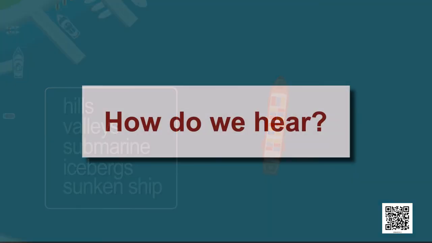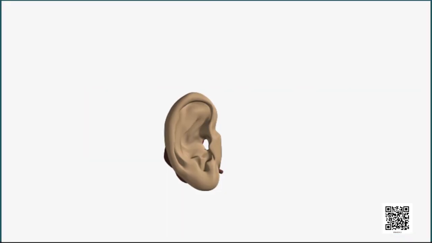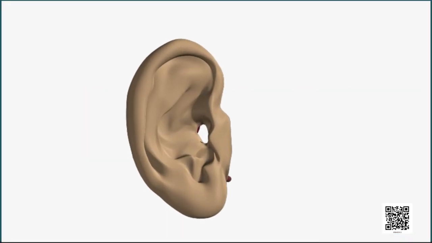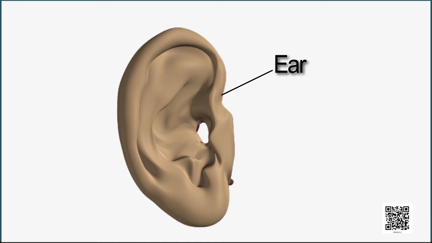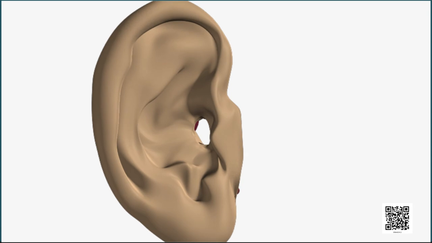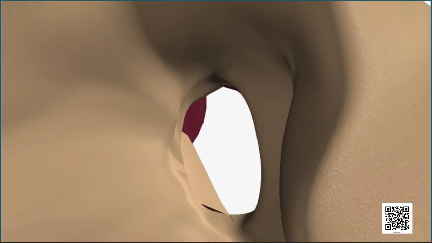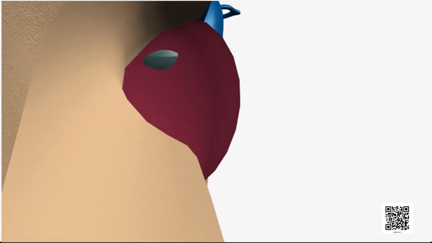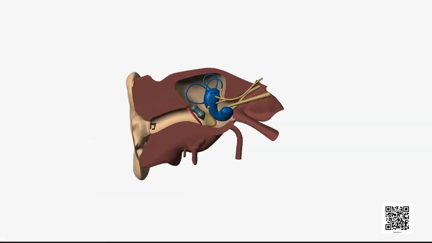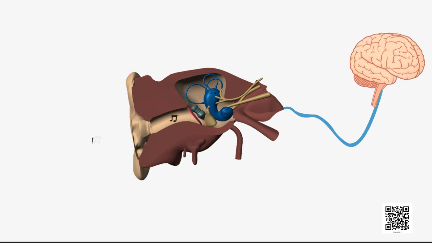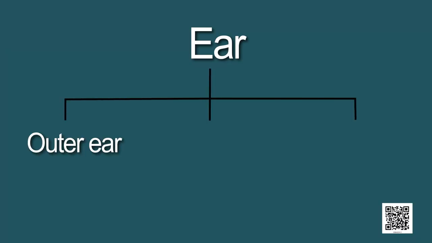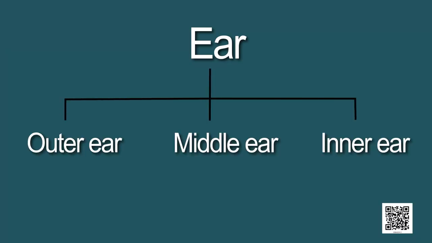How do we hear? We are able to hear with the help of an extremely sensitive device called the ear. It allows us to convert pressure variations in the air with audible frequencies into electric signals that travel to the brain via the auditory nerve. The auditory aspect of the human ear is discussed below. Human ear has three parts: outer ear, middle ear, and inner ear.